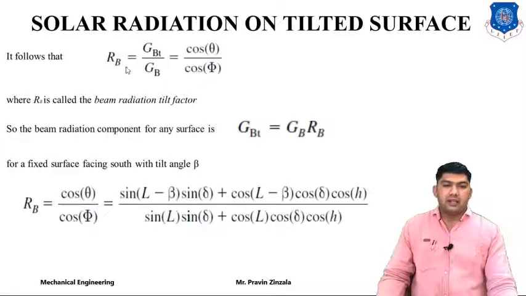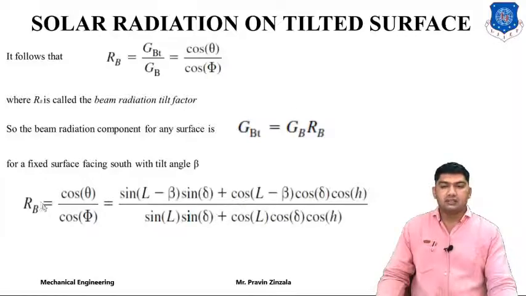For the beam radiation, the tilt factor is solar radiation on the tilt surface divided by solar radiation on the horizontal surface. So from the previous tilt surface, we can say that GBT divided by GB is equal to cos theta divided by cos phi. Or we can also say that GBT is equal to GB into RB, where RB is the tilt factor for beam radiation. And this is also the second equation of tilt factor for beam radiation in terms of inclined surface, declination, or hour angle.